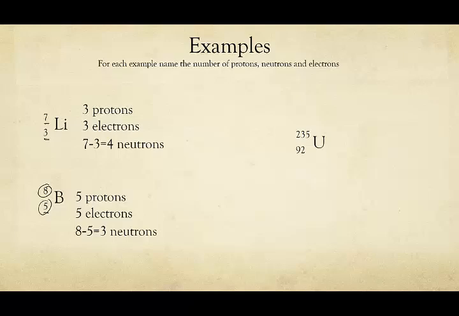For our last example, we'll do a heavier atom. We have a mass number of 235 and an atomic number of 92. This means that we have 92 protons and also 92 electrons, since those are equal as long as you don't have a charge. And then we'll take our 235 minus our 92 to give us 143 neutrons.